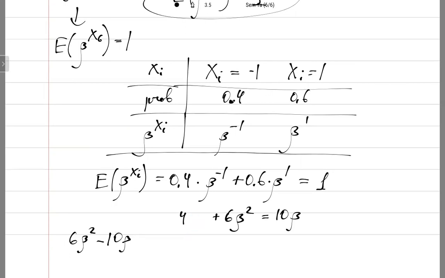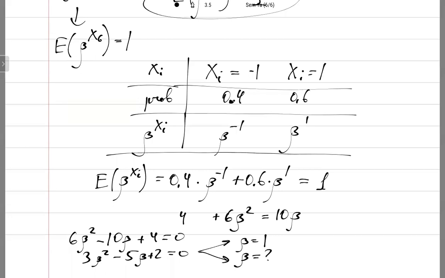So 6 beta squared minus 10 beta plus 4 equals 0, or 3 beta squared minus 5 beta plus 2 equals 0. There are two solutions to this quadratic equation. First, we have already guessed it from common sense. Common sense says that when beta is 1, we should have a martingale, and you can check that beta equal to 1 satisfies this equation.